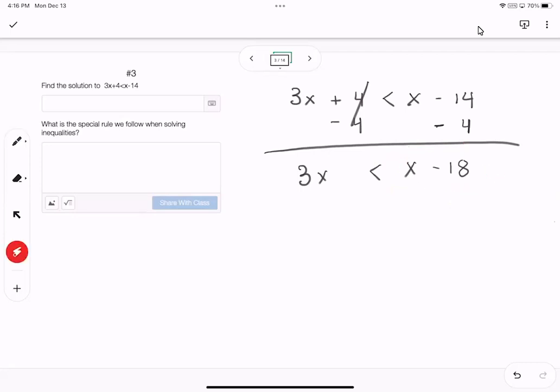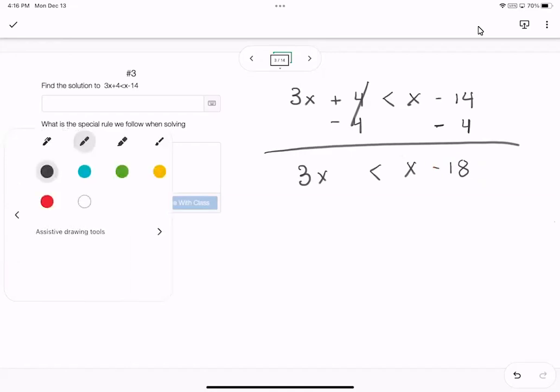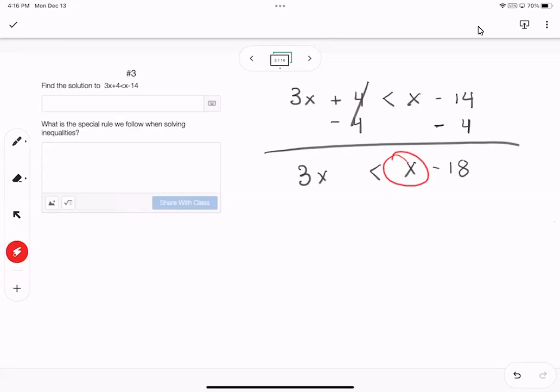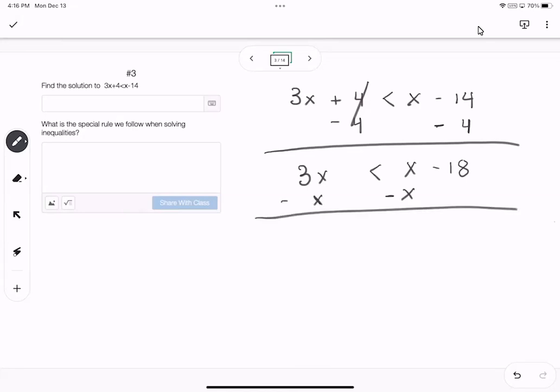So over here, I have a variable term, I have a variable term, and I have a constant. So I want to get all the variable terms together. Since I have a variable over here and a variable over here, I'm going to subtract x from both sides so I can have all my variables on the same side of the inequality. Subtract x here. We have 3x minus x. That is 2x is less than, I bring down this negative 18.